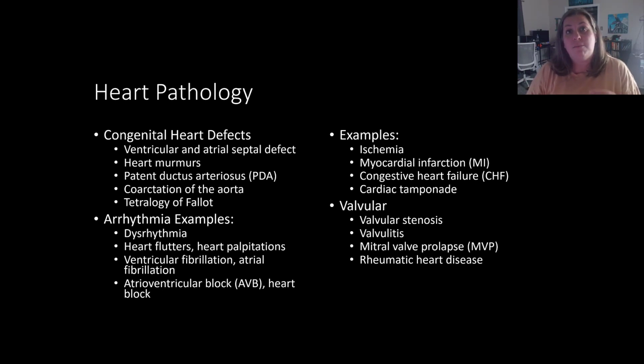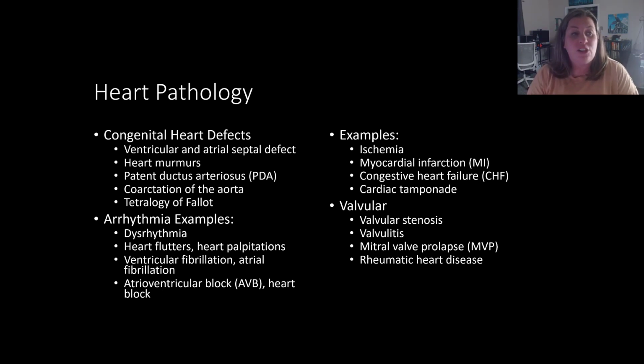However, after the child is born, that bridge needs to close because they do have to use their lungs now, and we don't want the blood going from the pulmonary circulation, bypassing the lungs and going back into the aorta. So this should close off. If it doesn't, you have a PDA.